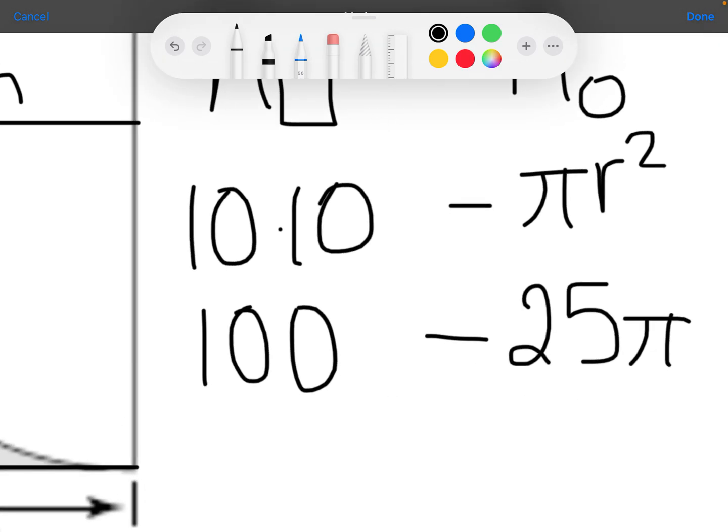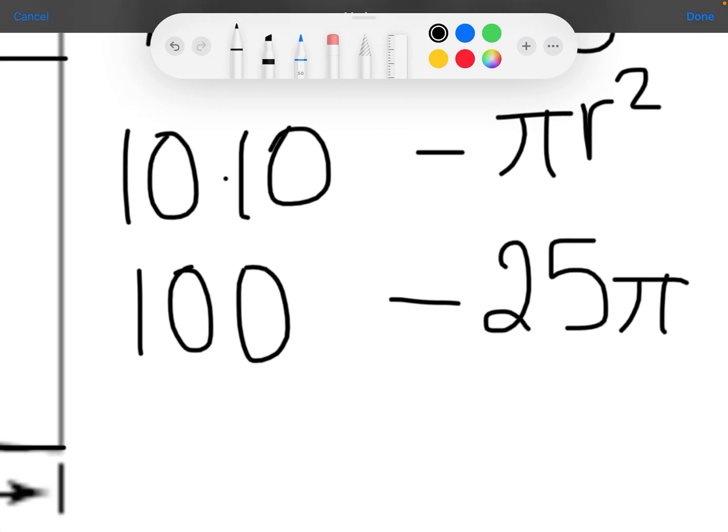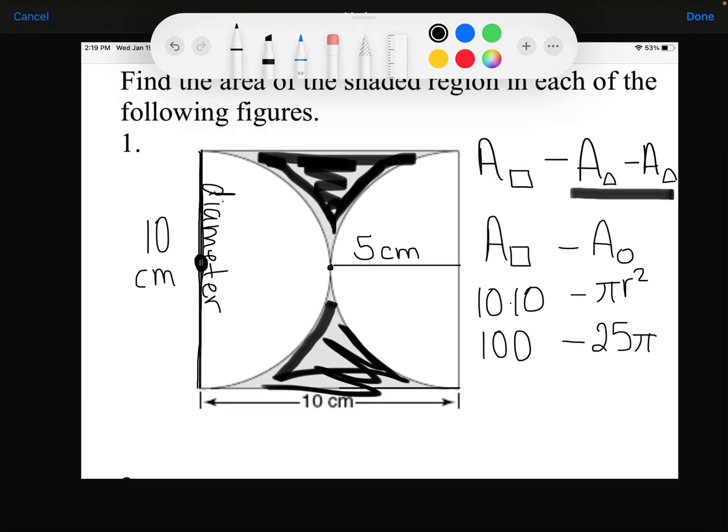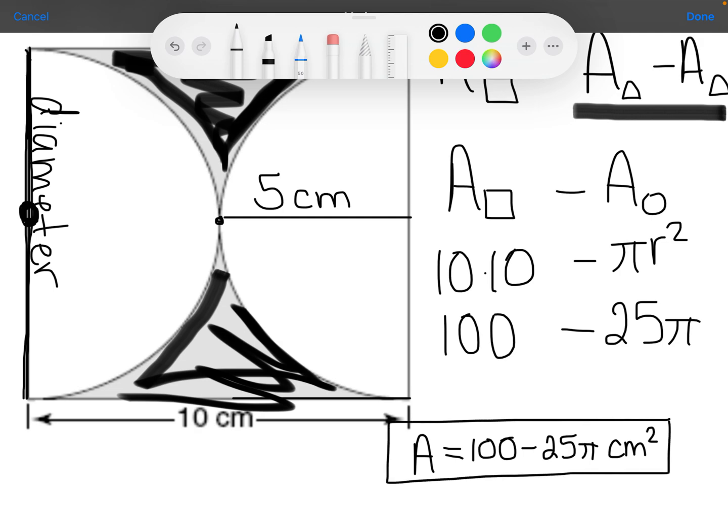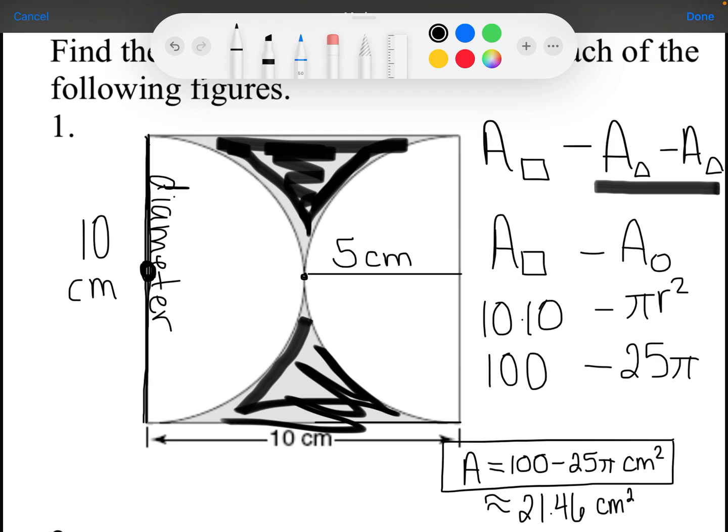Now, depending on how you want to leave your answer, I prefer to leave it in exact form. So my area here would be area equals 100 minus 25 pi centimeters squared. I could also approximate the area. So in my calculator, I could type in 100 minus 25 pi, or 25 times 3.14, to get 21.46 centimeters squared. Let's try one more example.